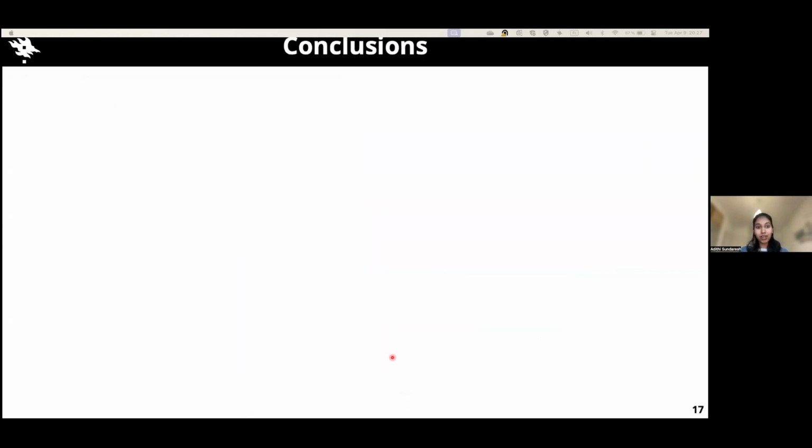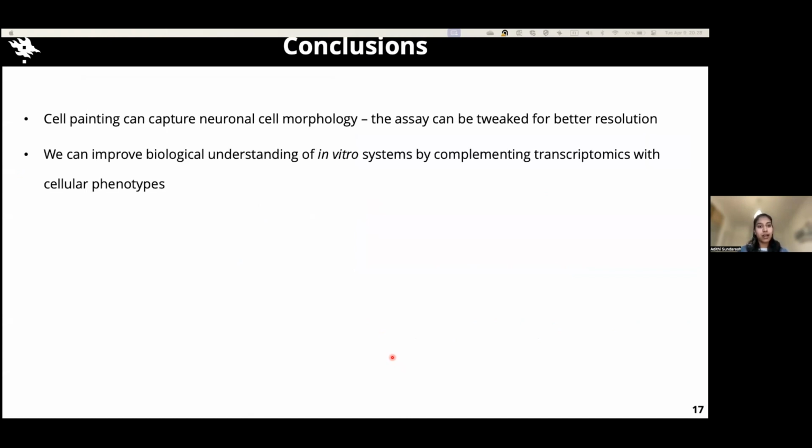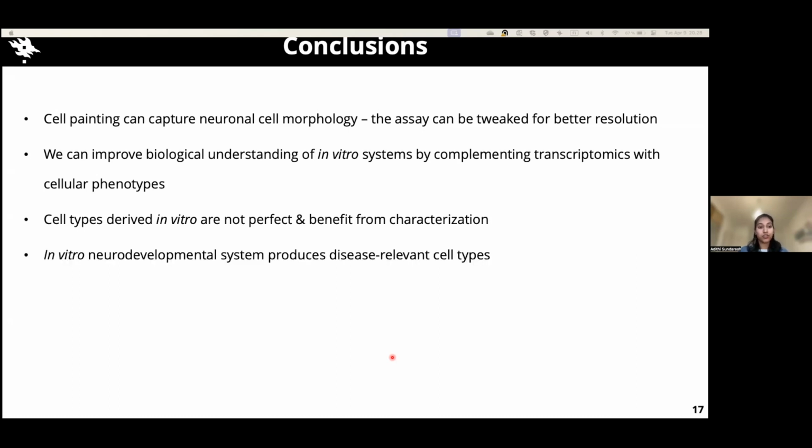So that's it. To quickly wrap up, I have hopefully shown you that cell painting can be applied to a heterogeneous cellular model system and can capture neuronal cell morphology, but to get even better resolution, we require some changes to this assay, and that's something we're trying to work on right now in the group, tweaking the assay. We can also improve biological understanding of in vitro systems by complementing these kinds of modalities. The cell types derived in vitro are certainly not perfect and require extensive characterization. But the in vitro systems still produce disease-relevant cell types.